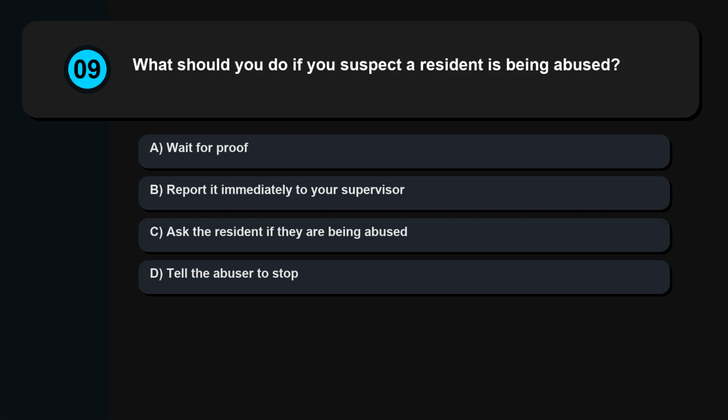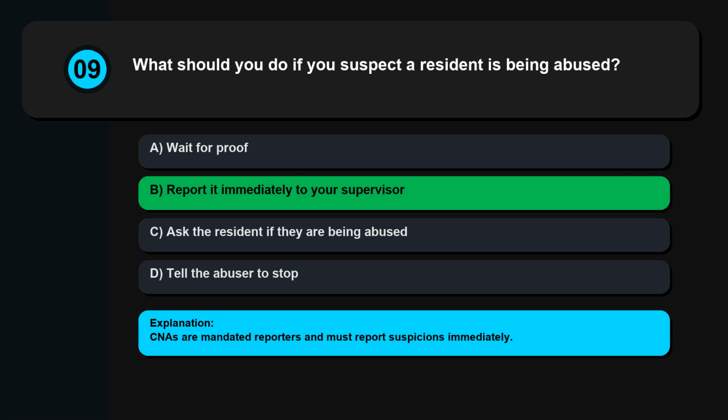Question 9. What should you do if you suspect a resident is being abused? Wait for proof. Report it immediately to your supervisor. Ask the resident if they are being abused. Tell the abuser to stop. CNAs are mandated reporters and must report suspicions immediately.